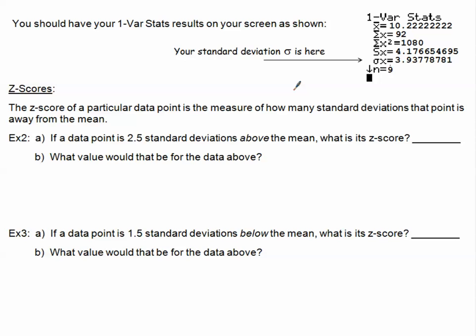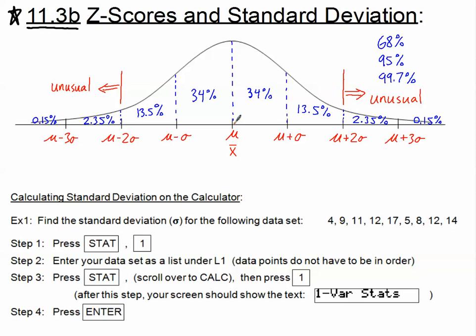So now let's talk about z-scores. The z-score of a particular data point is the measure of how many standard deviations that point is away from the mean. So obviously on our normal curve, we know that 1.0 is one of the z-scores and 2.0 is another one because this is exactly 2.0 standard deviations away from the mean. But what about 1.5 standard deviations? That z-score would be around about right here. Or what about 0.6 for a z-score? That would be here. What about negative z-scores?